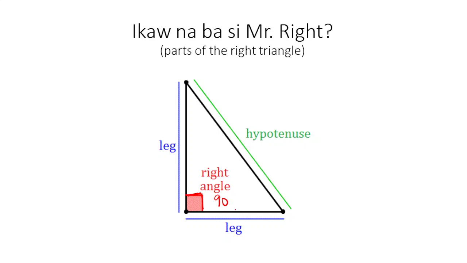That is Mr. Right. Now, the parts: our longest side, we call this the hypotenuse. The hypotenuse is always opposite to the right angle. So this is your hypotenuse, this is the right angle. They are always opposite, not adjacent. These two sides we call legs; they are adjacent to the right angle. So, if we have an illustration, for example, like this.